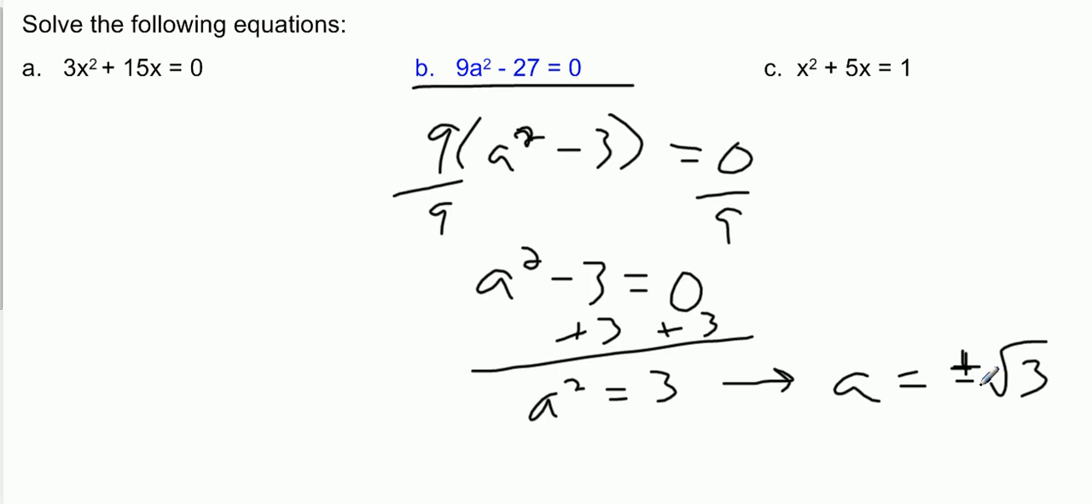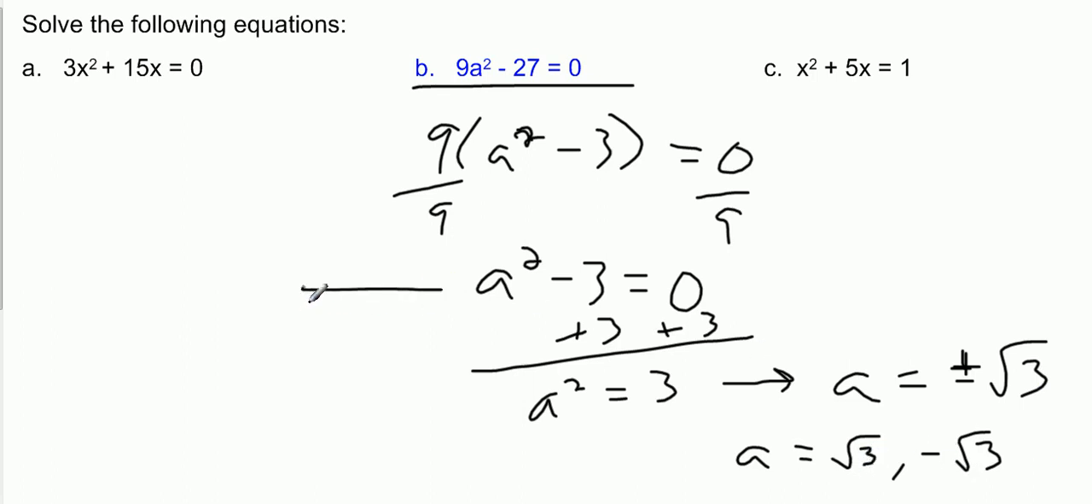And if you don't really like the plus or minus or sort of forget what it means, then just write them out separately. There's nothing wrong with writing square root of 3, comma, negative square root of 3. But the plus or minus square root of 3 is just a shorter way of saying that. Okay? So there are 2 answers, positive square root of 3 and minus square root of 3.